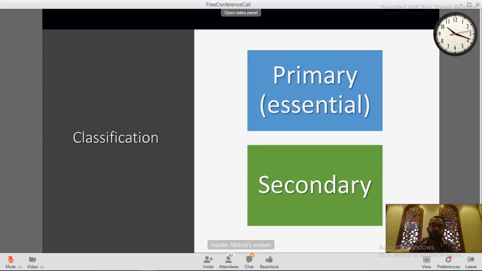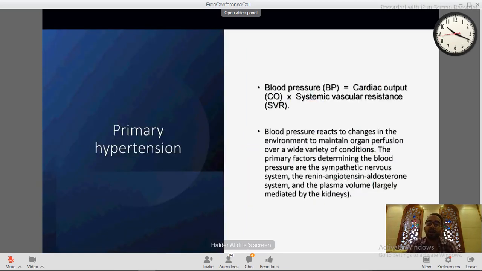Classification of hypertension. Simply, we have two classifications. We have primary hypertension, the essential hypertension. It is hypertension with an unknown cause, which is the commonest hypertension that you will see in clinical practice, when a patient tells you, I have hypertension. Secondary hypertension is hypertension that develops secondary to an underlying disease. So, what is primary hypertension?